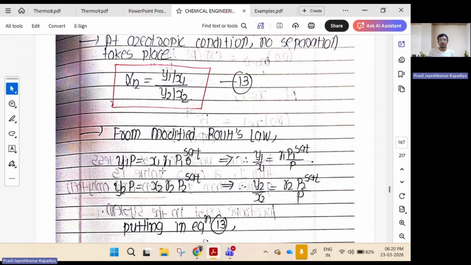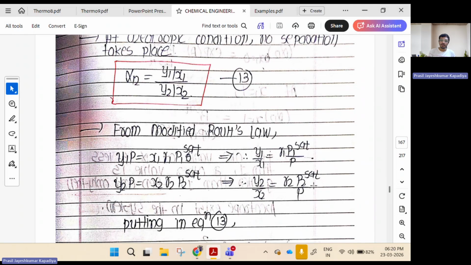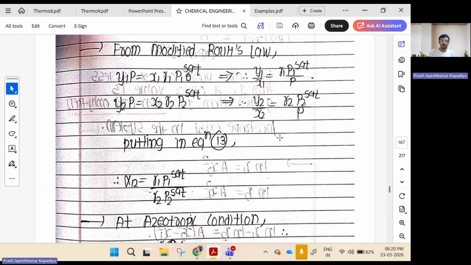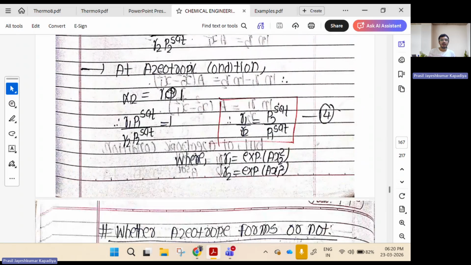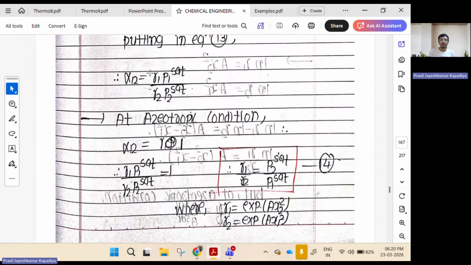From modified Raoult's law, how can I replace y1 by x1 and y2 by x2? So y1 into P is equal to x1 gamma 1 P1 set. So y1 by x1 is equal to gamma 1 P1 set by P, and y2 into P is equal to x2 gamma 2 P2 set. So I can replace y2 by x2 as gamma 2 into P2 set by P. If I put this into the equation, I can find alpha 12 as gamma 1 P1 set divided by gamma 2 P2 set.